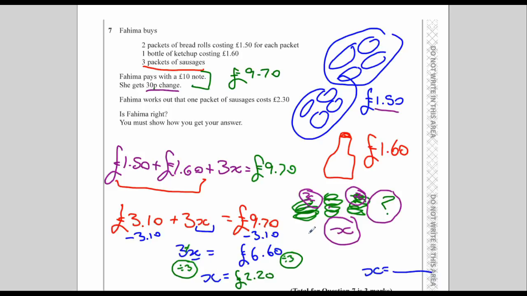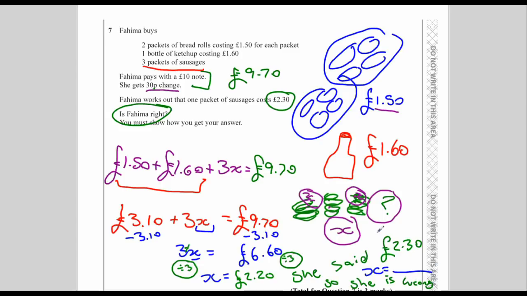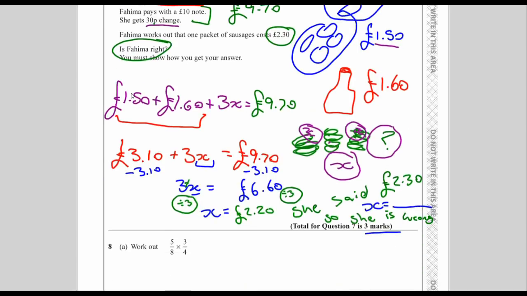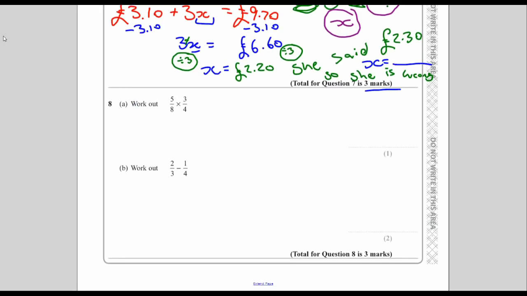So, is she right? That's the question. She said £2.30. So she is wrong. Afraid to say it, Fahima. You're wrong, girl. Moving on. Question 8.